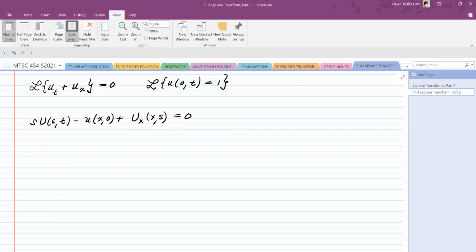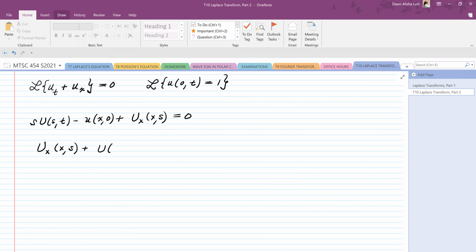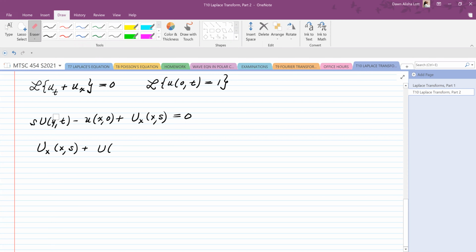So now I'm going to end up with U sub x of x and s plus s times capital U of x and s equals e to the minus x. All right, so that's the first equation.